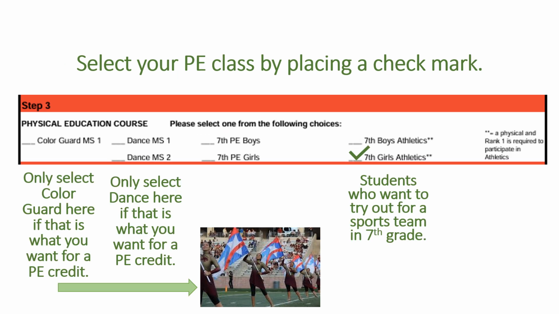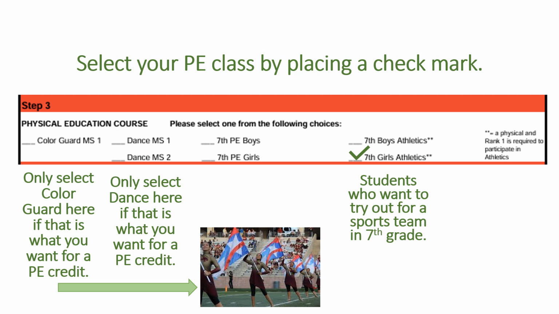All right, so for PE, step three, just like in sixth grade, you have 4 core classes, 1 PE, and 2 electives. So we are going to have you select 1 PE class right now. So let's look at all the options. There is the typical PE class for boys and girls. If you're already in PE right now, this is probably the class you'd want to take again.